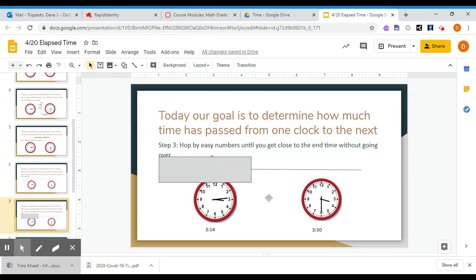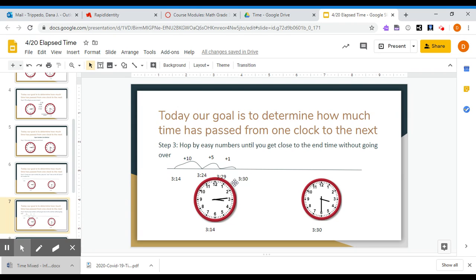And so the lucky part about this question is that our time ends with an easy number. And so you can see here, we start hopping by 10. We get to 3:24 when we add that 10. And so if I added another 10, that would have made me go over my time. So I hopped by a 5, which got me to 3:29. And then I just knew that I was 1 away. So that was simple for me.